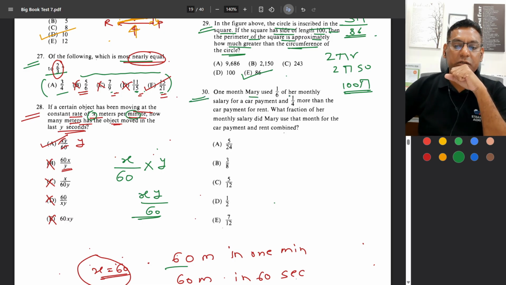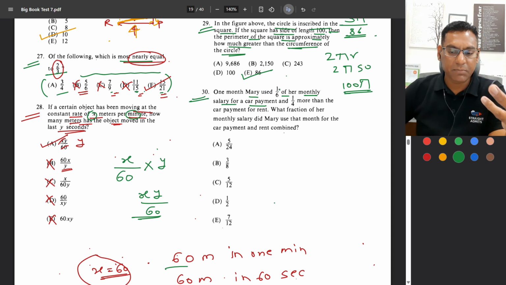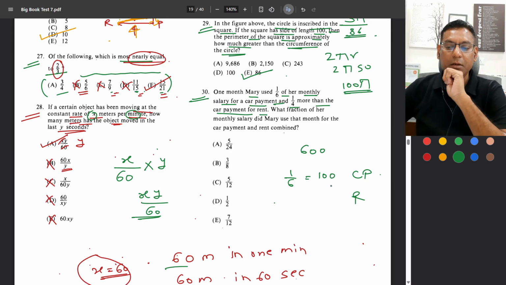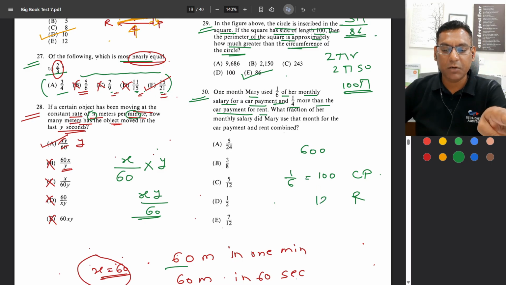All right, last question, question 30. One month Mary used 1/6 of her monthly salary for car payment. So I'm going to assume some number that's divisible by 6. Let's say $600. So her monthly salary was 600. 1/6 is equal to 100 of that for car payment she used, and 1/4 more than the car payment for rent. So rent was 1/4 more than the car payment. 1/4 more means 25% more.